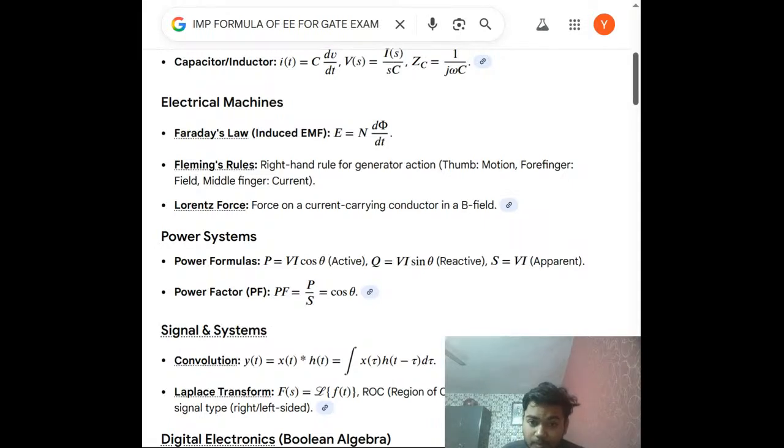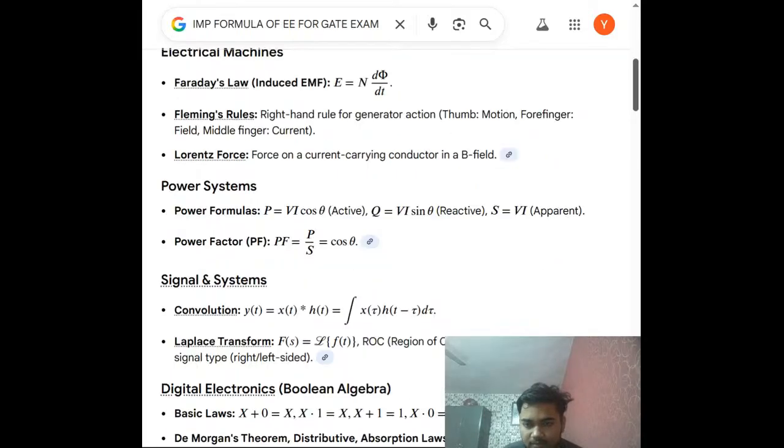Electrical machines. Some important formulas are: induced EMF, E equals N d phi upon dt. This is a differential formula. We also know that the induced EMF equals P into phi into Z into N upon 60A. This is the formula.